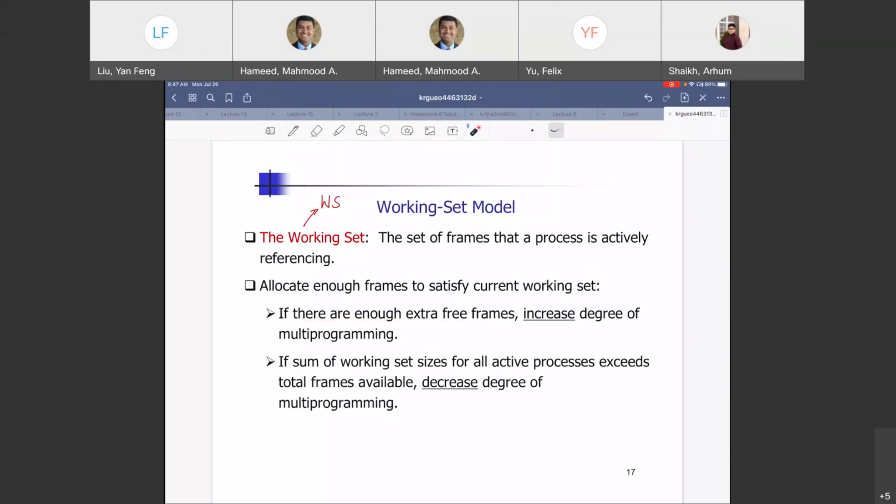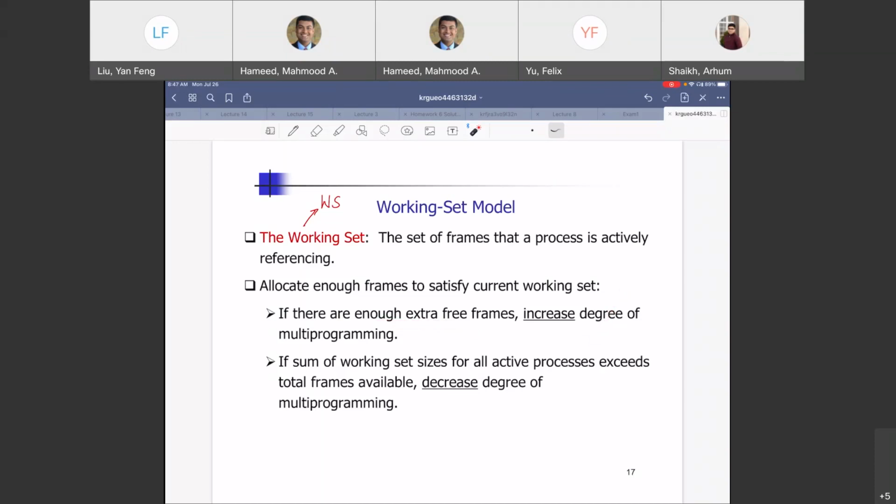Now, if there are enough extra frames, you have done that allocation, right? So you have looked at the working set and you have allocated the frames. Now, if you have enough extra free frames after that allocation, increase the degree of multiprogramming. I have got this one process covered. I still have a lot of extra free frames available. I will launch more processes to increase CPU utilization, increase the degree of multiprogramming.